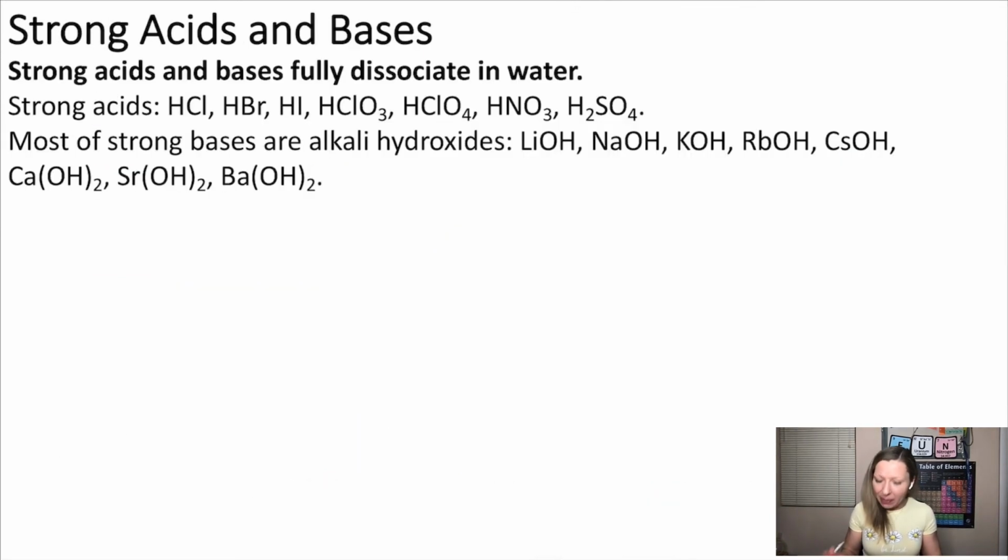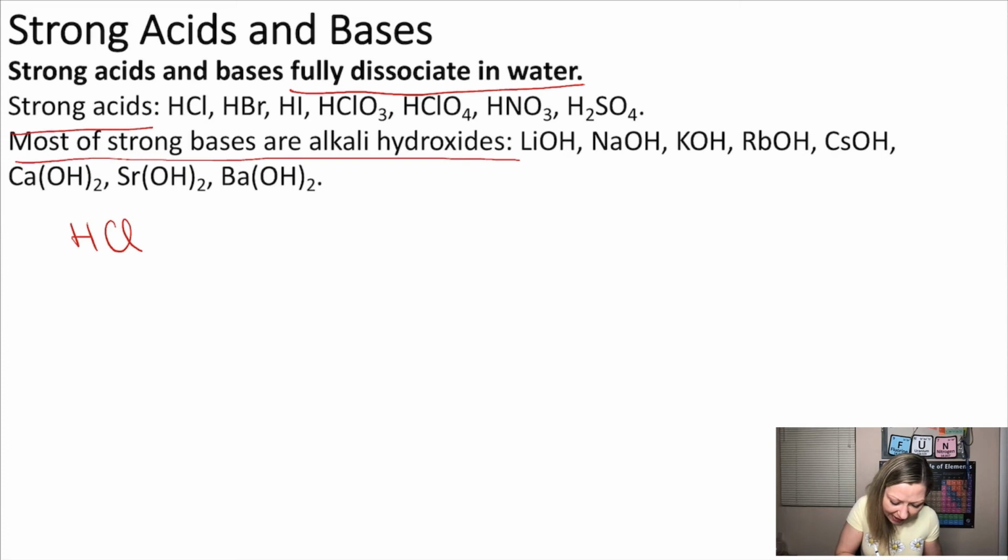Let's talk a little bit about strong acids and strong bases. We know that strong acids and bases fully dissociate in water, and there are 7 strong acids, and most strong bases are alkali hydroxides. So we can write out the expression for the dissociation of strong acids and strong bases. Let me show you. For example, we have HCl, which is going to dissociate to H+ and Cl-.